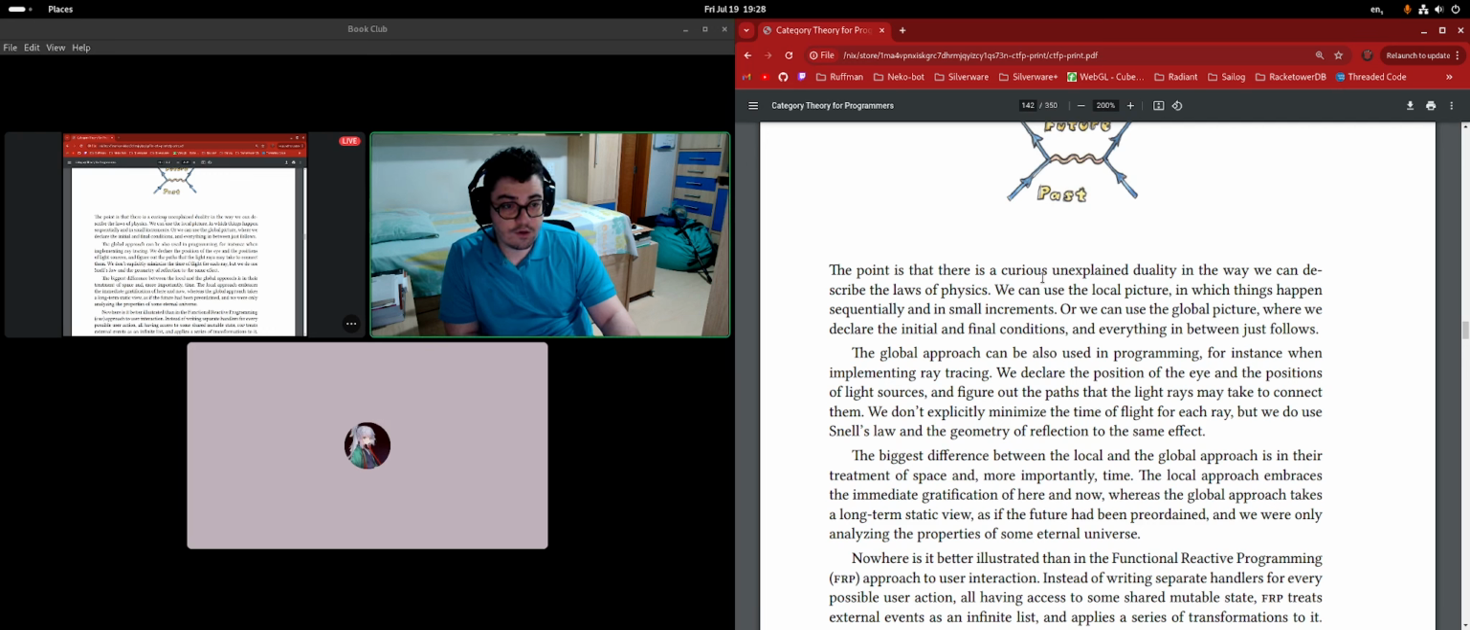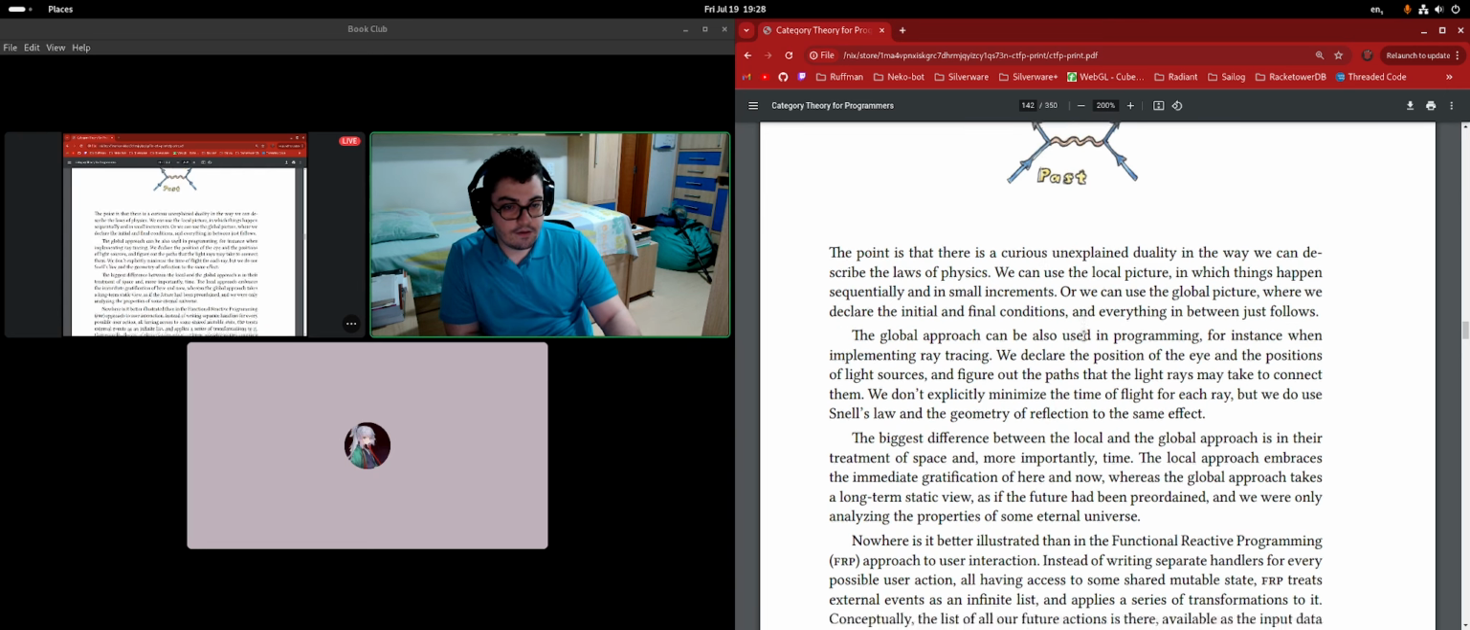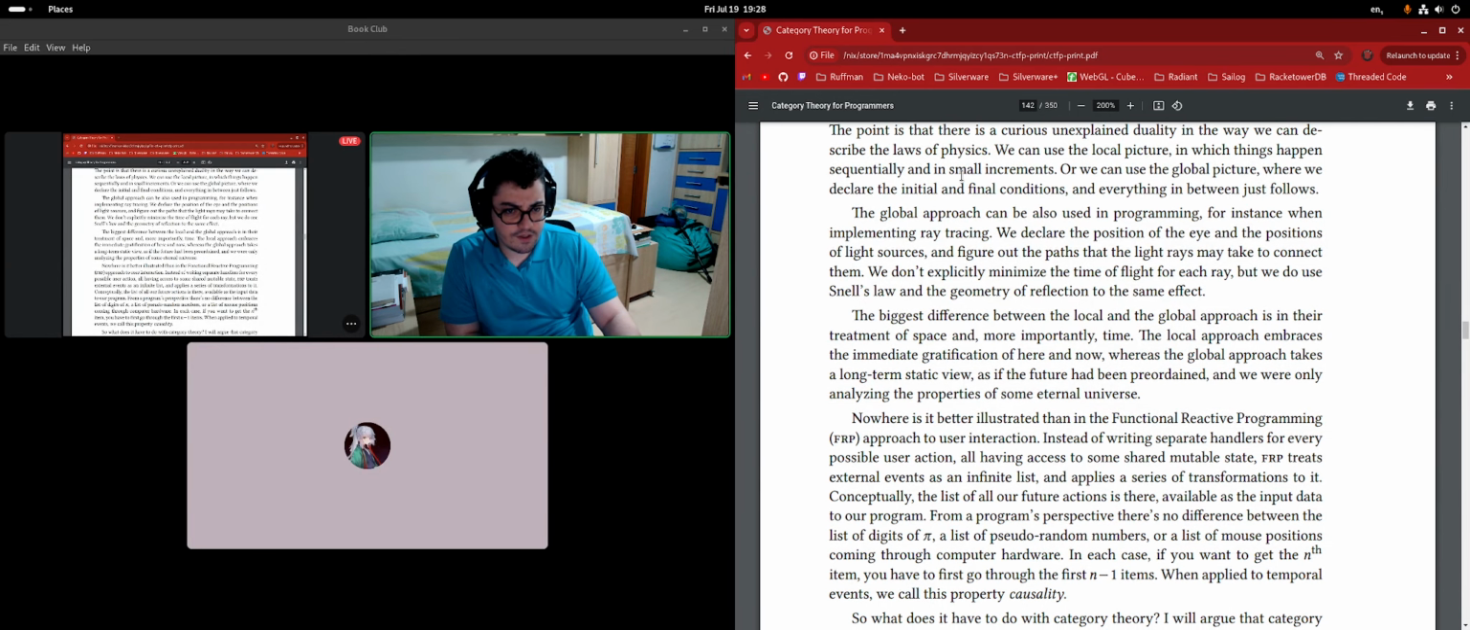So we can use the local picture of doing things, in which things happen sequentially in small increments, or we can use a global one, where we declare the initial and final conditions, and everything in between just follows. There is a comment that the global approach can also have an immediate programming example.